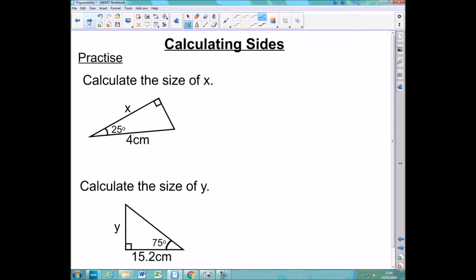Okay, so what I want you to do is to pause the video and have a go at these two questions. Remember, step 1, label the sides. Step 2, write down the phrase SOHCAHTOA. Step 3, eliminate the formulas in SOHCAHTOA which you don't want to use. And step 4, use the formula triangles to calculate.